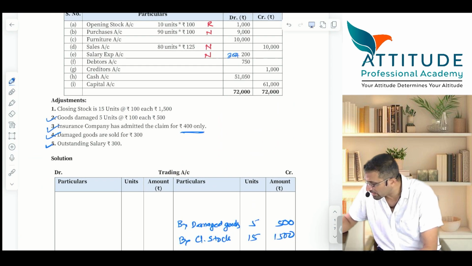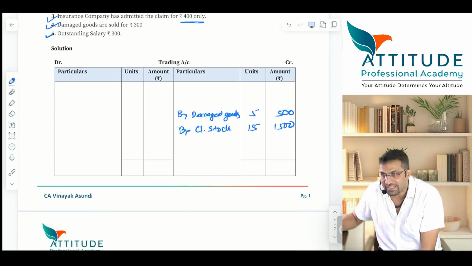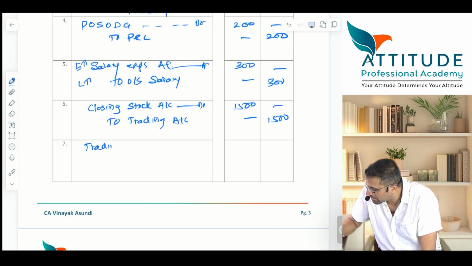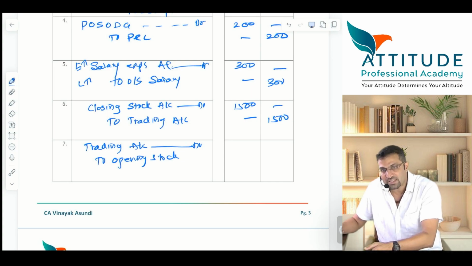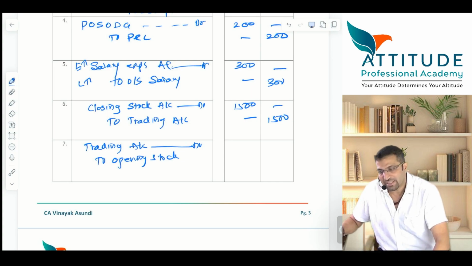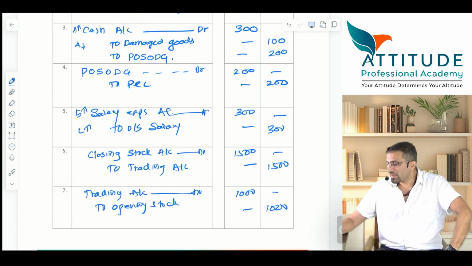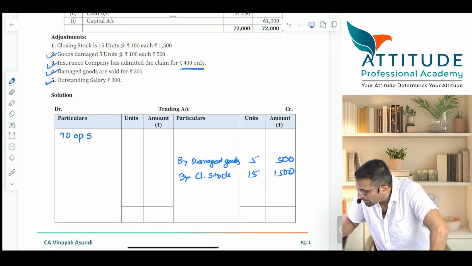Now tell me opening stock, entry bolo. Opening stock has to get closed, transferred to what? Trading account. Tell me the entry. Very good. Trading account debit to opening stock. See, actually one closing entry I can pass: trading account debit to opening stock, to purchases, to direct expenses. वैसा भी कर सकता हूँ मैं एक ही entry में, but I am doing it separately. 1000 बराबर है. Opening stock, how many units? 10 units, 1000.